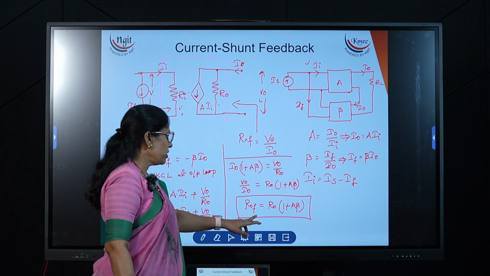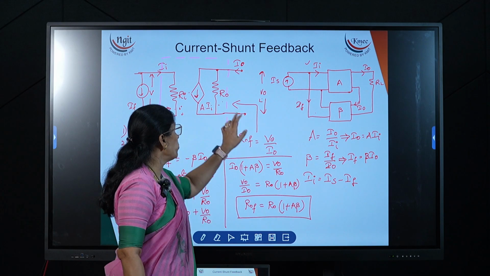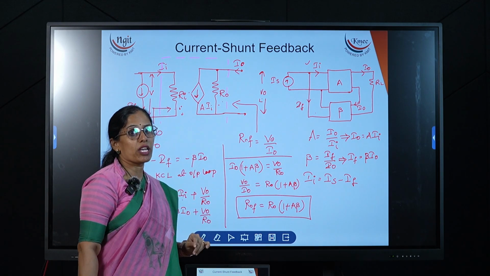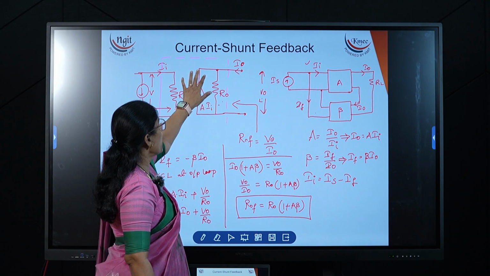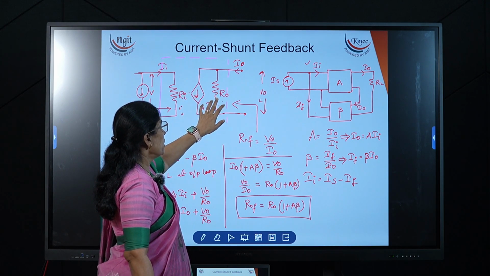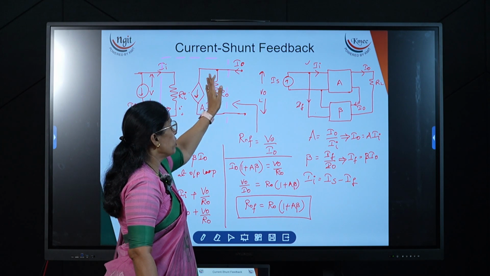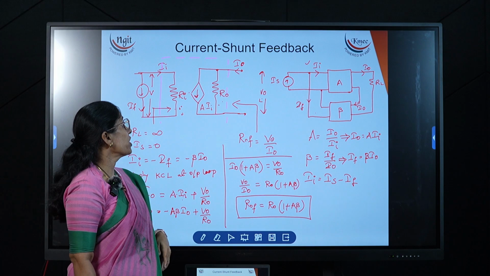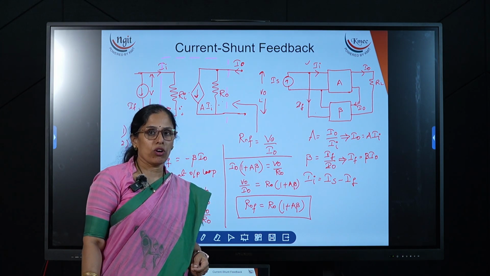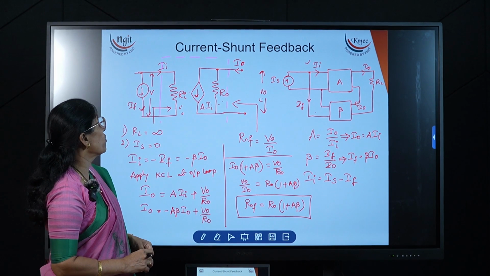Now what happened with the negative feedback? The output resistance is further increased by 1 plus A beta. With that, whatever current is coming will be drawn less and applied more to the load. So this is about the effect of negative feedback on input and output resistance in the case of current shunt feedback.